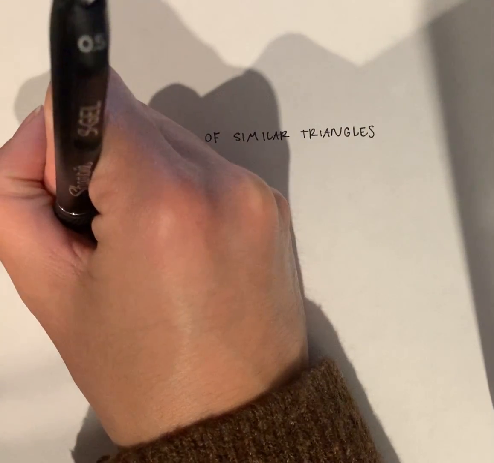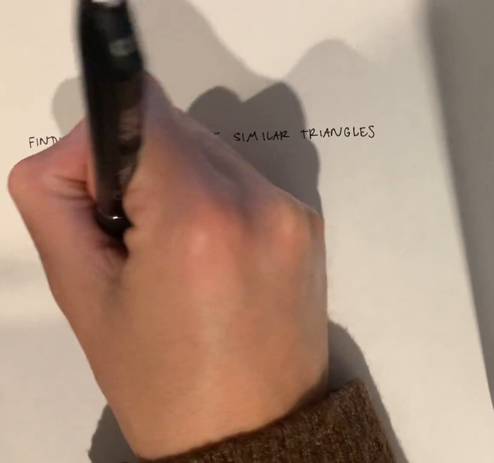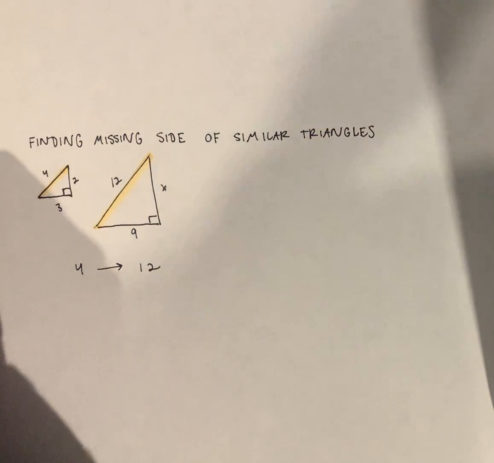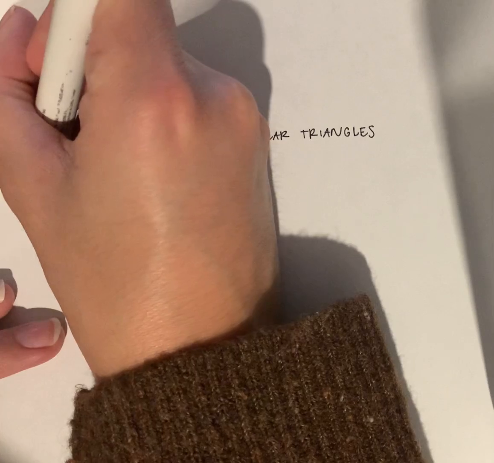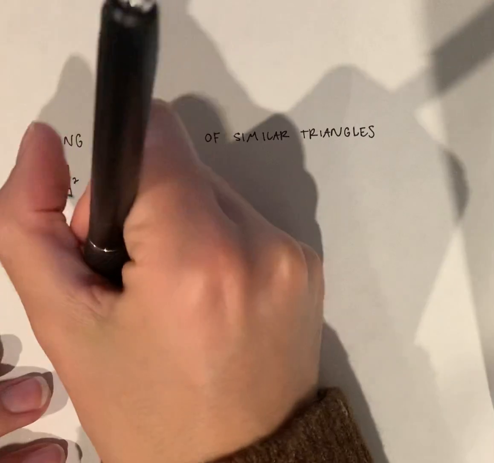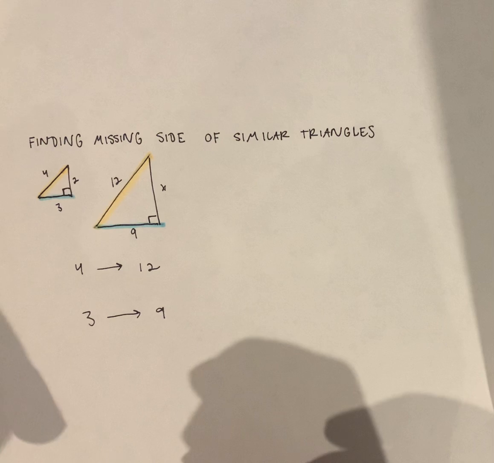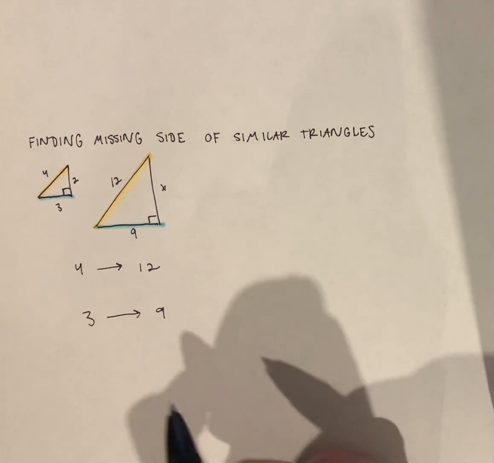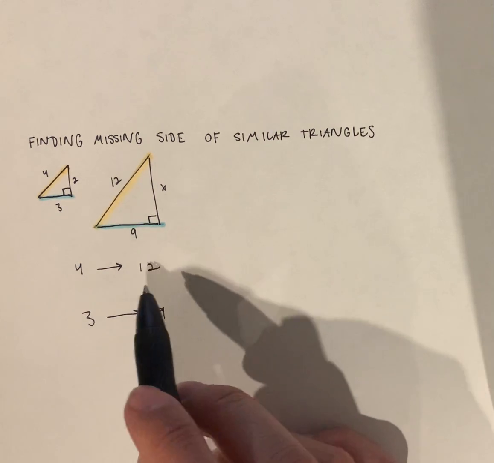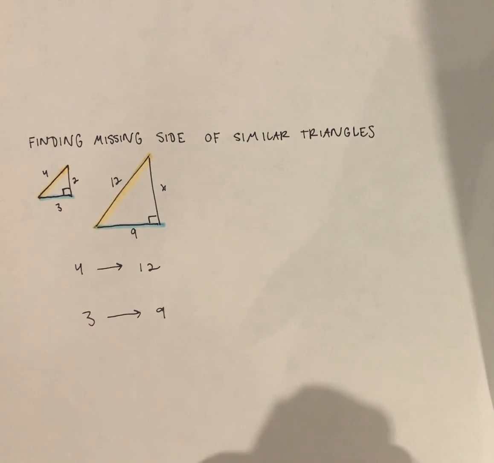So if we look at 4 to 12, right? Then we are going to do the same thing for the other length, which is 3 to 9. And they are both multiplied by the same number in order to get this number. So 4 times 3 gives you 12, 3 times 3 gets you 9.